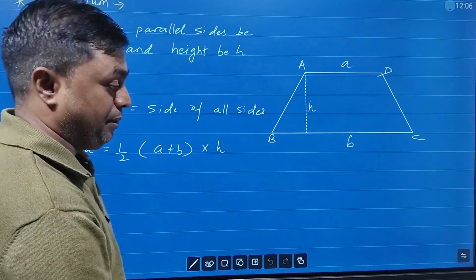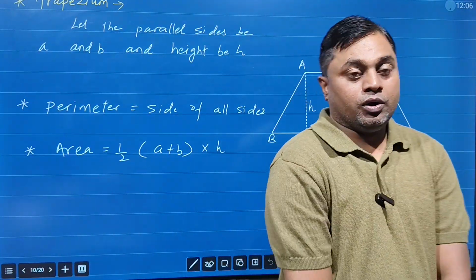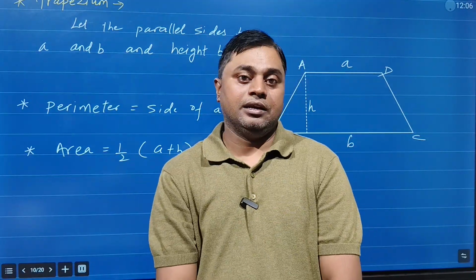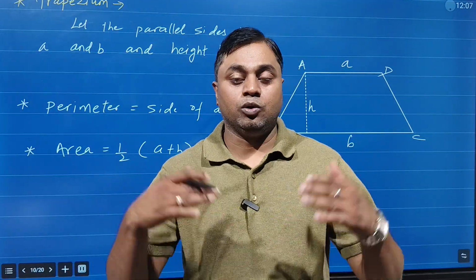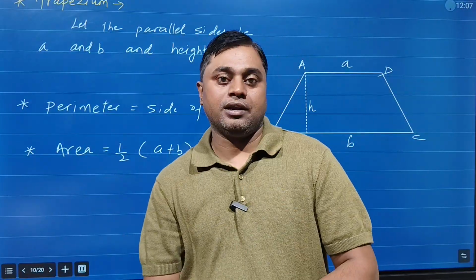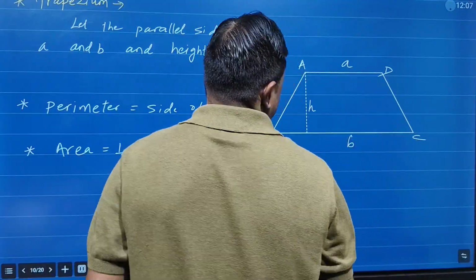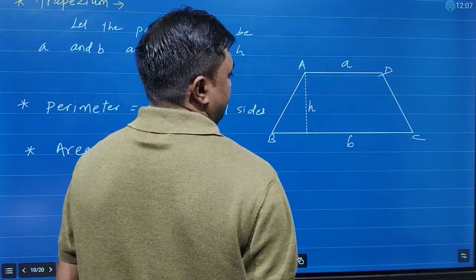Okay, let's learn the trapezium. As you know, in a trapezium, a pair of opposite sides are parallel, and the other sides are non-parallel. So here you can see ABCD is a trapezium in which AD is parallel to BC.